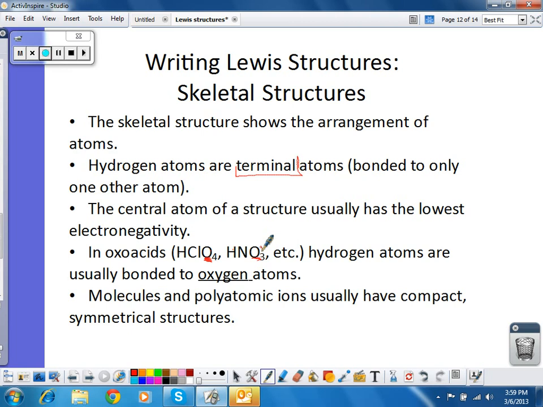And then when we go to draw structures of both molecules and ions, we try to make them compact. That is, we put something in the middle and bond everything to it rather than drawing big chains. And then we also try to make things symmetrical. What we find is that drawing compact symmetrical structures typically is a better representation. Not always, but typically.